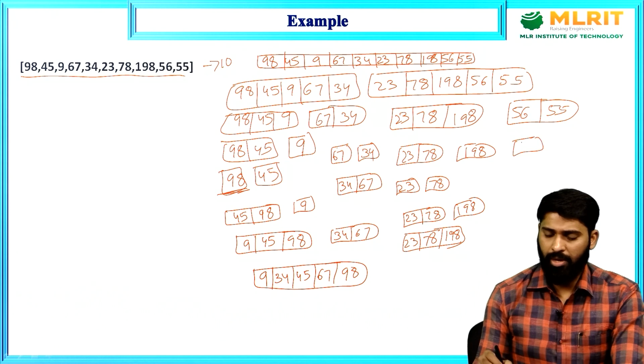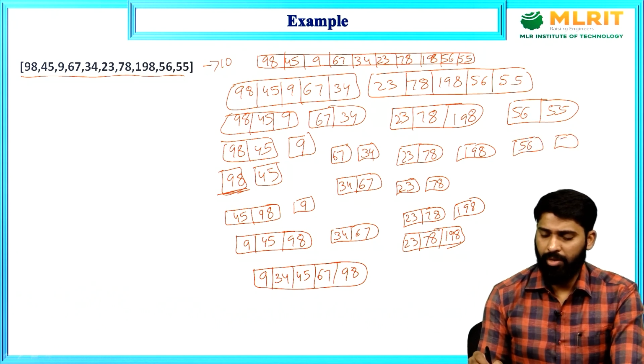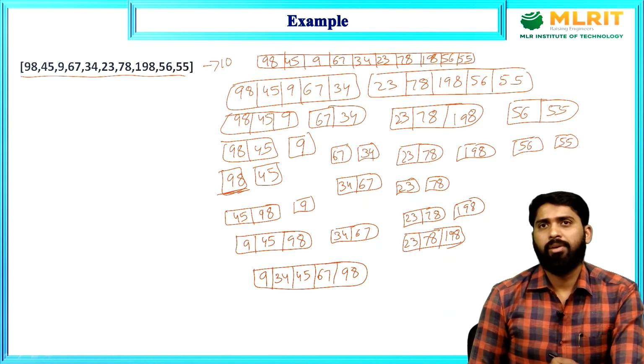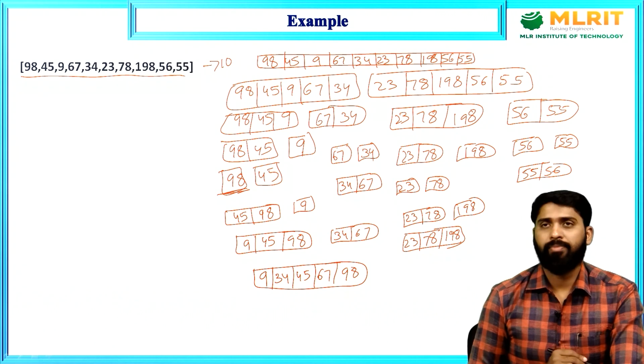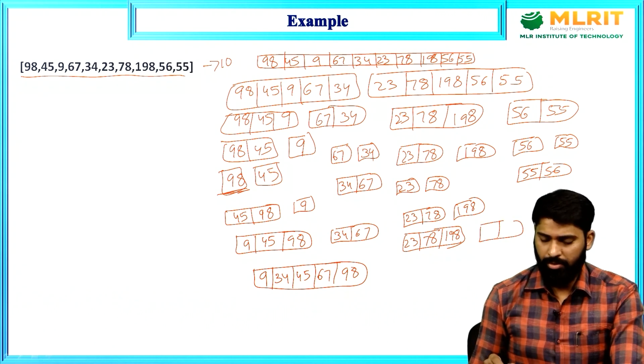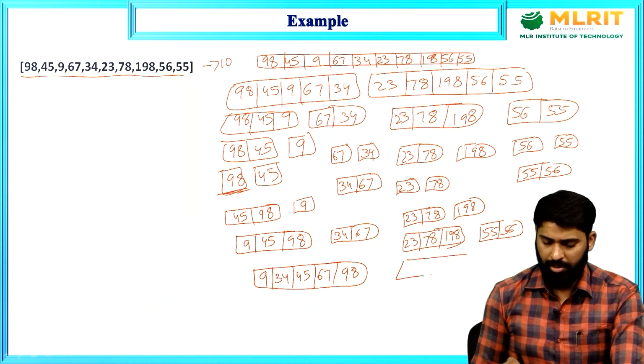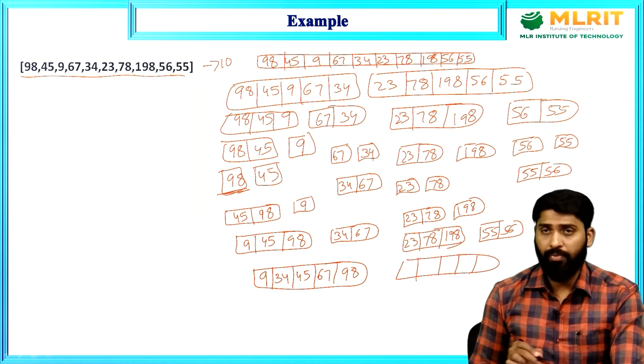Again we have 56, 55. Divide. Now compare, merge. 55 and 56. Okay. Now 55, 56. Now again merge 1, 2, 3, 4, 5.